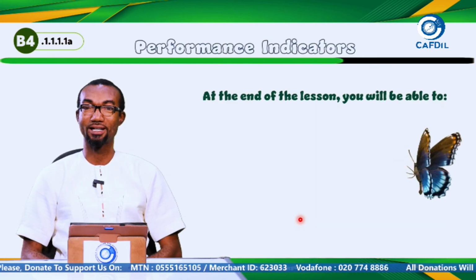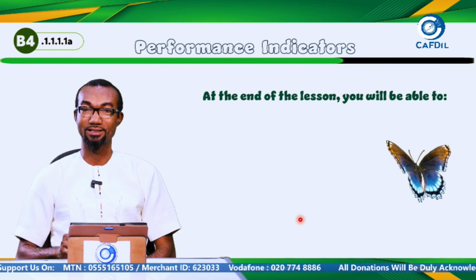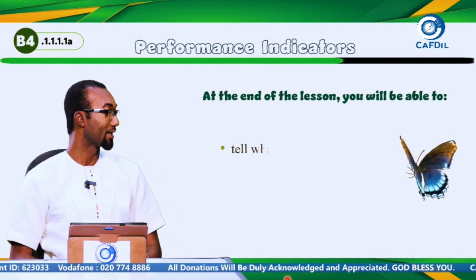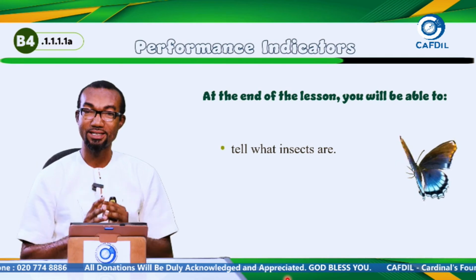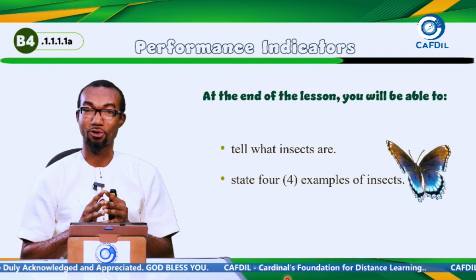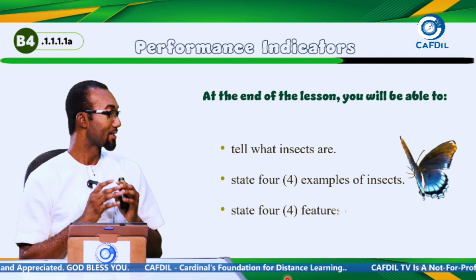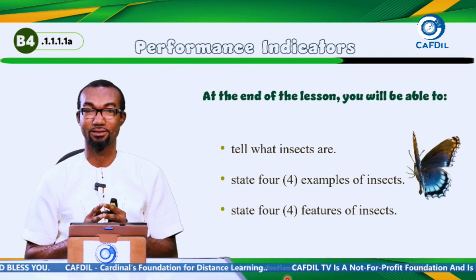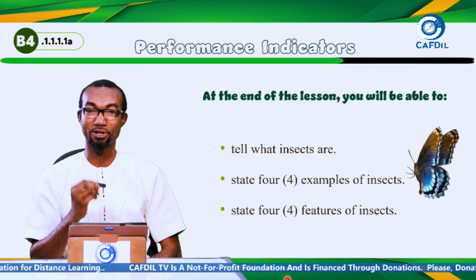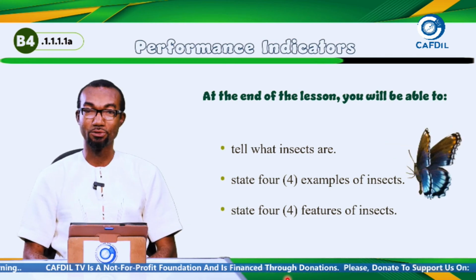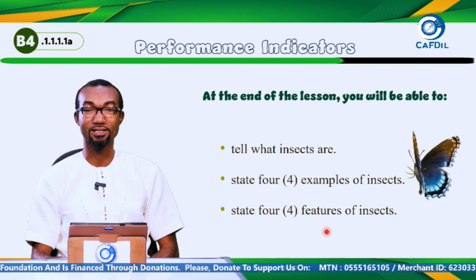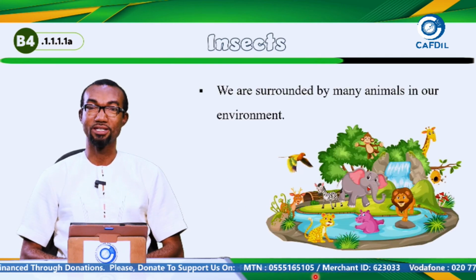Now, at the end of the lesson, let's look at the performance indicators I want you to achieve. At the end of the lesson, you will be able to one, tell what insects are; two, state 4 examples of insects; and then three, state 4 features of insects. So if you all pay attention and go through the lesson with me, these are the performance indicators I want to see in you. Now let's begin the lesson.